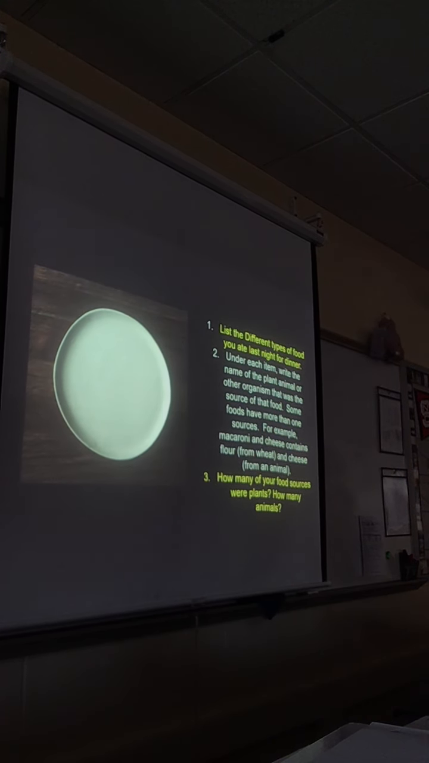At the top of your piece of paper, this doesn't have to take up a ton of space. I want you to list the different types of food you ate last night for dinner. Okay, what did you eat last night for dinner? You can write down three. Go ahead, jot them down. Three things that you ate last night for dinner. If it was one main thing, just write it down.